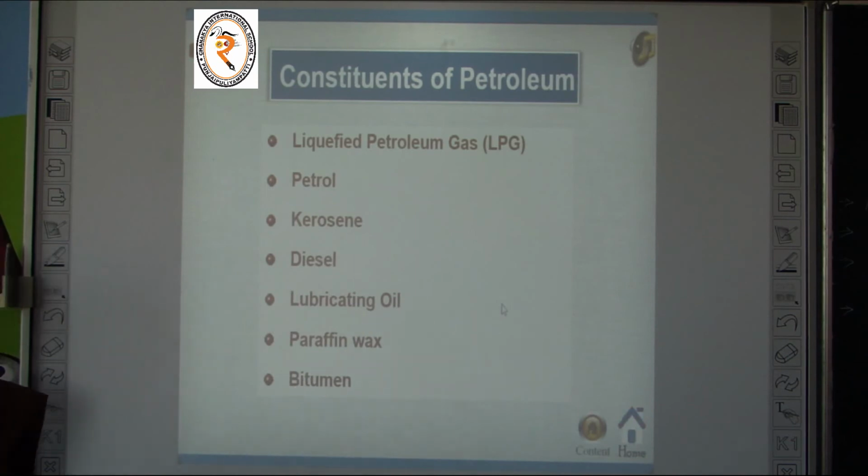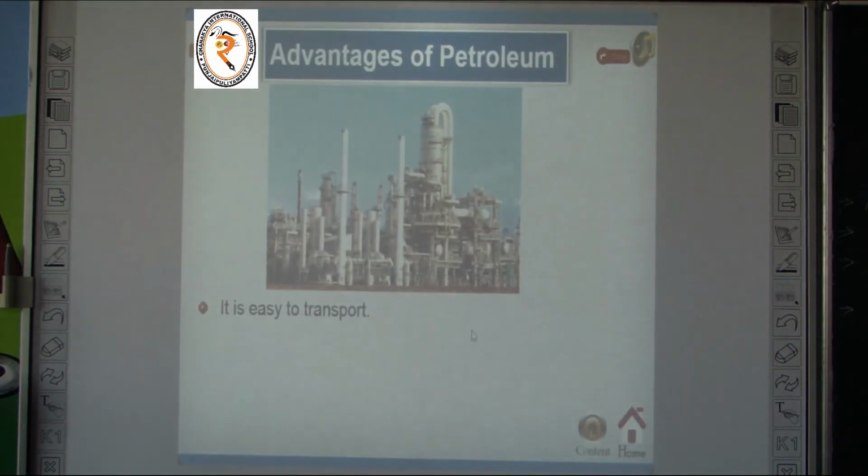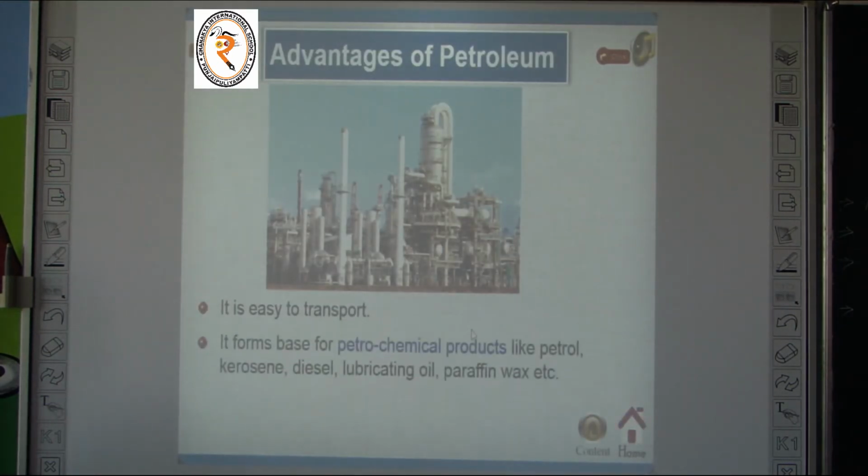And the next one, what are all the advantages of petroleum? That is, what are all the uses of petroleum? It is easy to transport. We can carry it from one place to another very easily. It forms a base for petrochemical products. What are all the petrochemical products? Petrol, kerosene, diesel, lubricating oil, paraffin wax. These are all the petrochemical products. So it forms a base for petrochemical products.